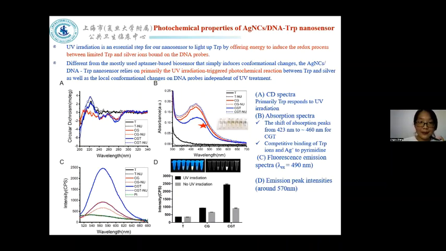Therefore, we can conclude that, different from the mostly used aptamer-based biosensor that simply induces conformational changes, our nanosensor relies primarily on the UV irradiation triggered photochemical reaction between tryptophan and silver, as well as local conformational changes on DNA probes independent of UV treatment.